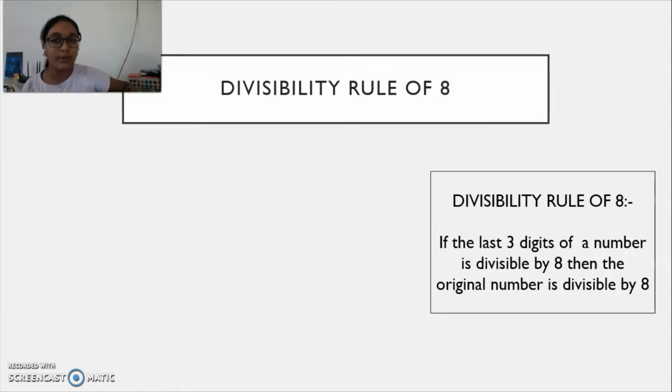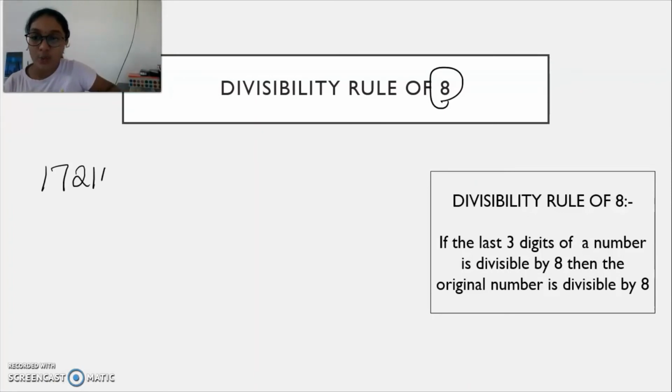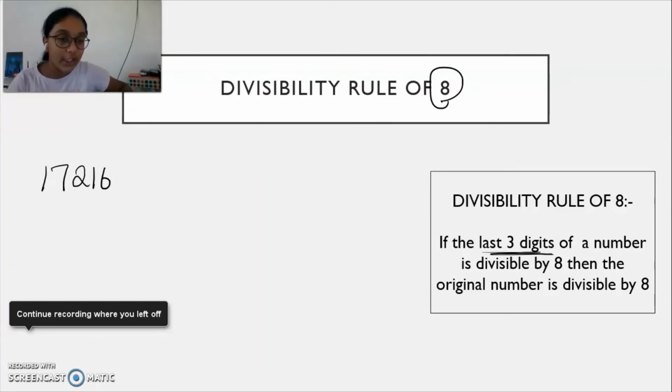Let's move on to the divisibility rule of 8. Now the divisibility rule of this number 8 is similar to the divisibility rule of 4. If the last 3 digits of a number are divisible by 8, then the original number is divisible by 8. So let's take the example of 17216. So the last 3 digits, which are 2, 1 and 6. If that number is divisible by 8, then the whole number is divisible by 8.